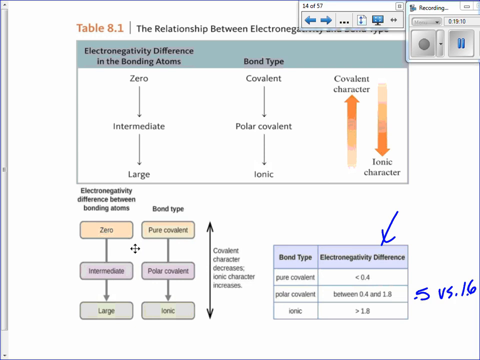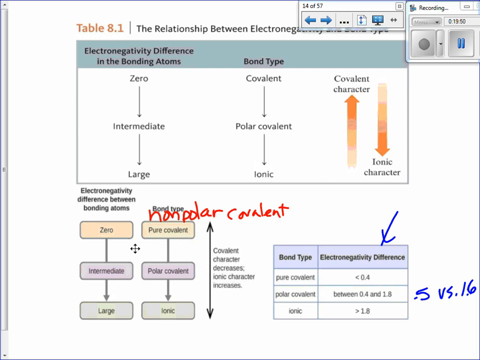What type of bond is formed when there's zero electronegativity difference? Pure covalent, or nonpolar covalent, we say too. We put this in the nonpolar category. Nonpolar covalent is considered pure covalent. When there's an intermediate difference, we're talking about what? Polar covalent. And when it is a large difference, we're looking at ionic, okay?